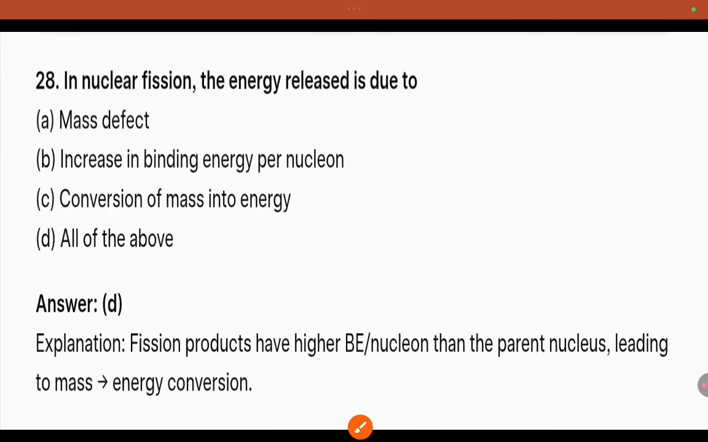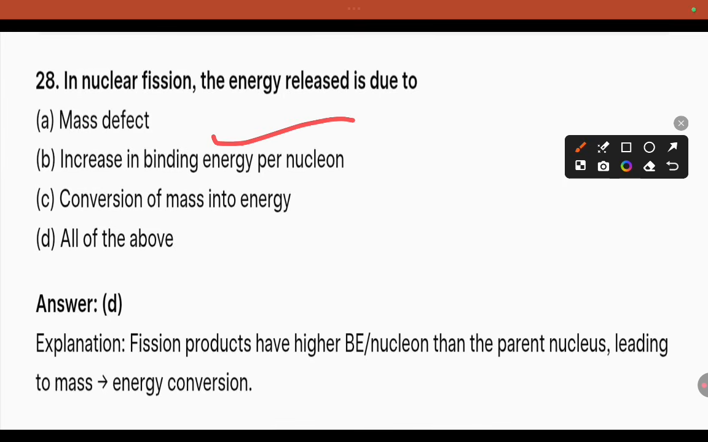In nuclear fusion, the energy is released due to mass defect, the increase in binding energy, and the conversion of mass into energy.